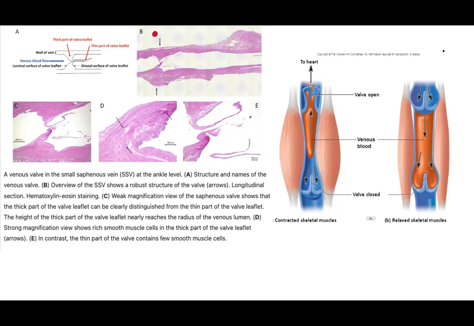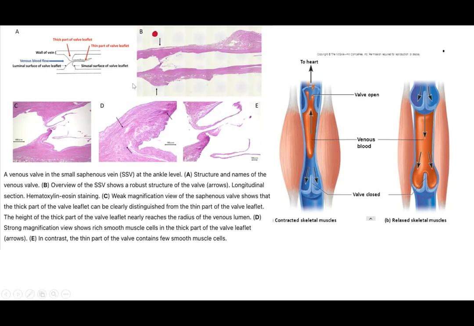And so sometimes valves do fail in the veins, and a few things can happen, like varicose veins. The valve fails and the vein can collapse and whatnot, and some varicose veins can form. But anyways, that's a whole other thing.